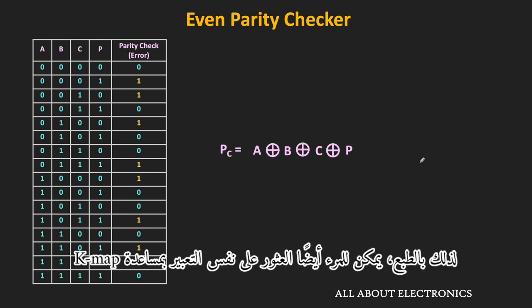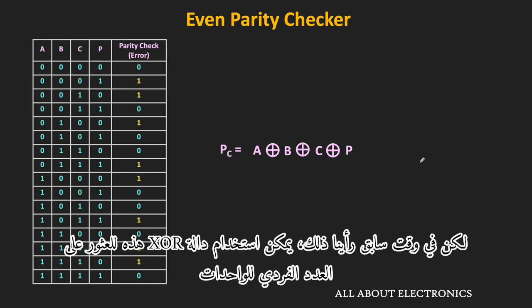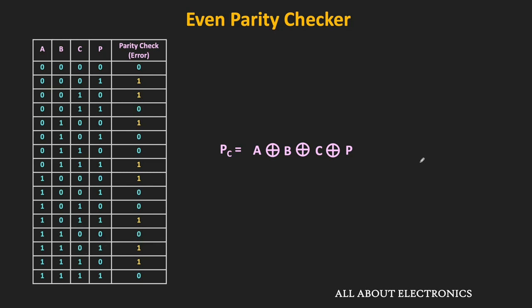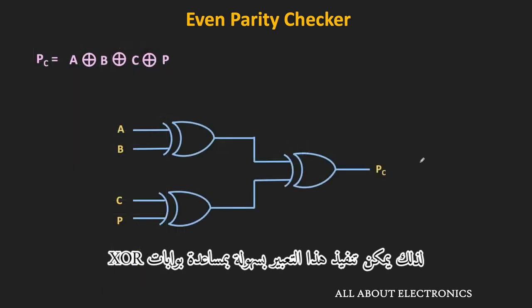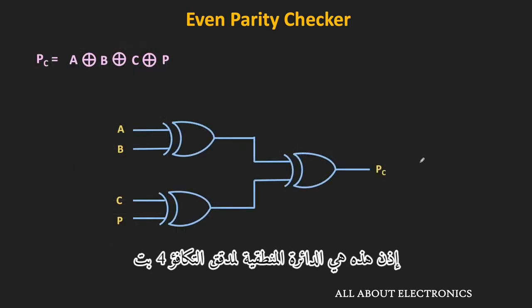Of course, one can also find the same expression with the help of K-map. But earlier, we have already seen that this XOR function can be used for finding the odd number of ones. And therefore, here I am directly writing the expression. So this expression can be easily implemented with the help of XOR gates. So this is the logic circuit for the 4-bit even parity checker.